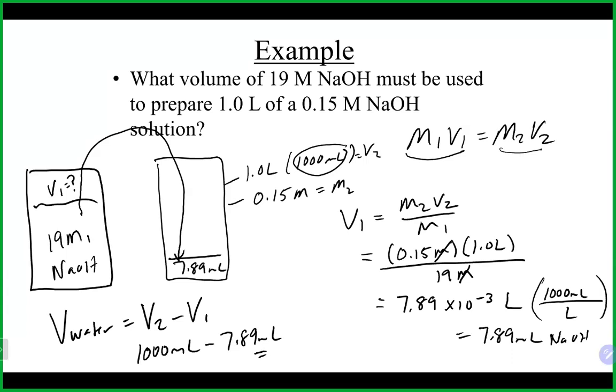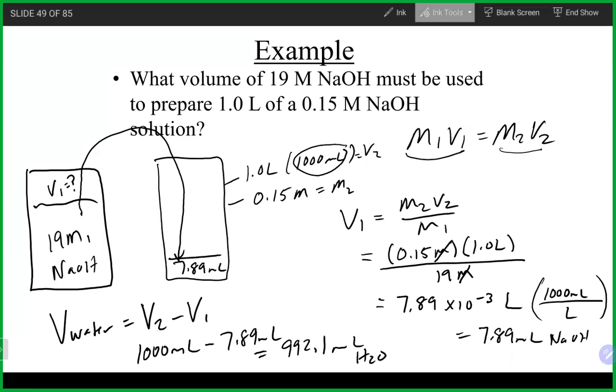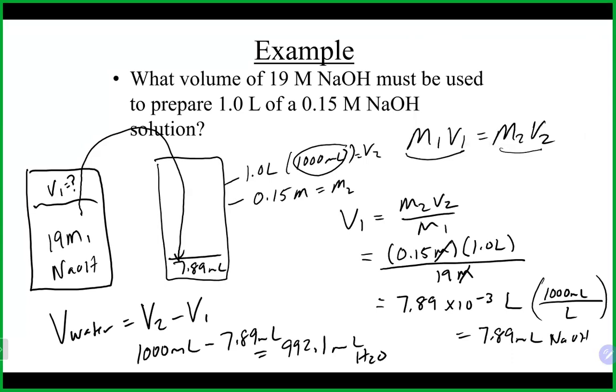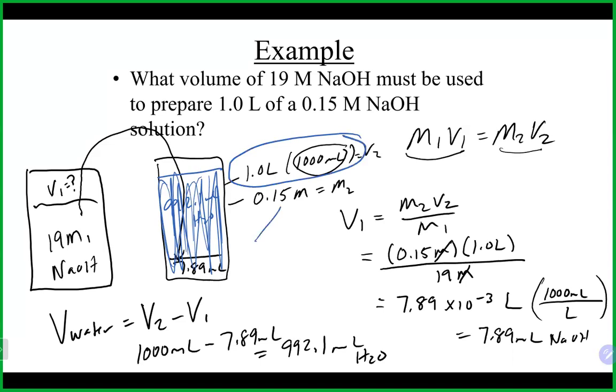So if we take 1,000 minus 7.89, that's going to get us something like 992.1, we'll call it, milliliters of water. So what we would need to do to make the solution is take out about 7.9 milliliters of the more concentrated solution. We would add in about 992.1 milliliters of water in that case. We give it a good mix. And at that point, we should then have a total volume of 1 liter or 1,000 milliliters. And that solution should then have a molarity of 0.15 molar.